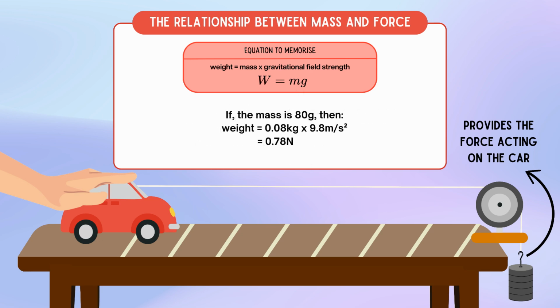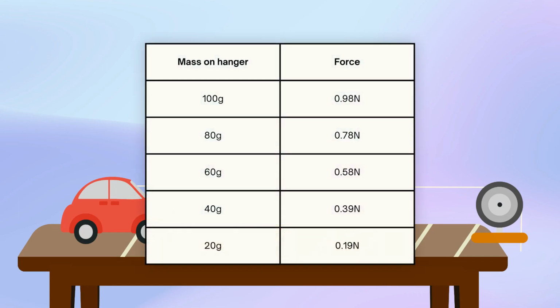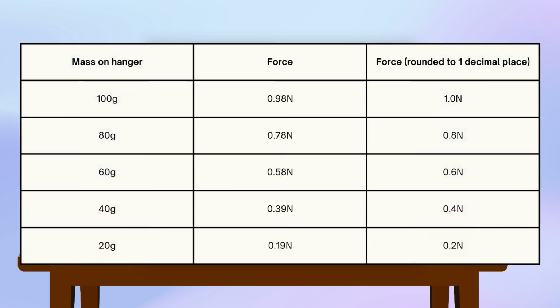We can do a similar calculation to find that an 80-gram weight will have a force of 0.78 newtons on Earth, and so on. Therefore, when we are filling in our table, we can use the following conversions between mass and force. Just to make this easier for us to plot on our graph, let's round each of the forces to one decimal place like this.